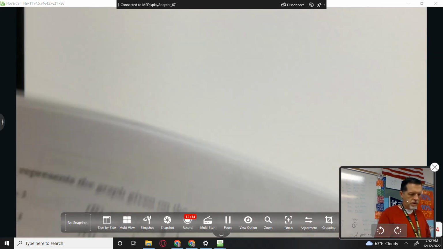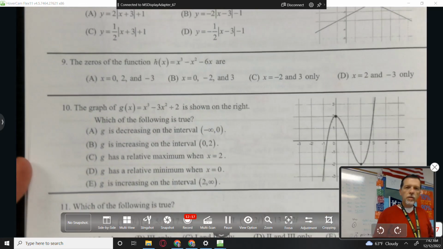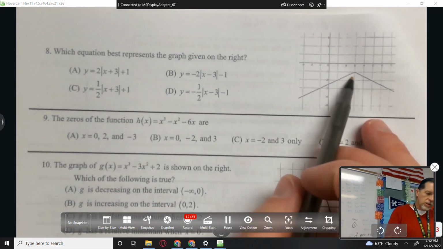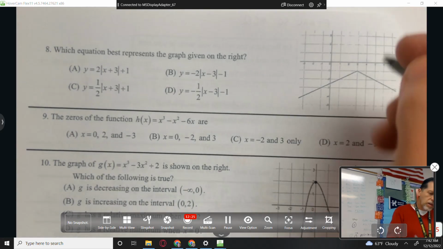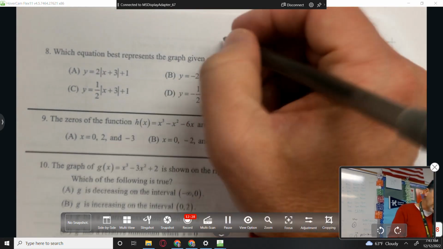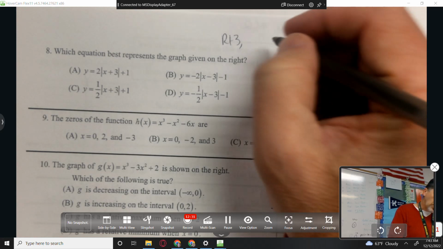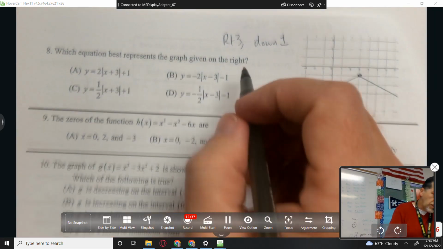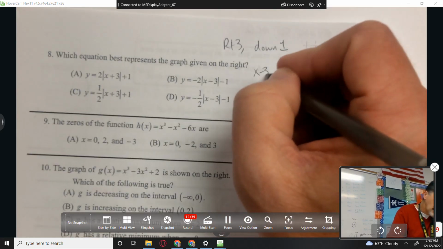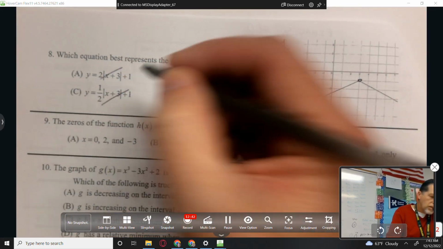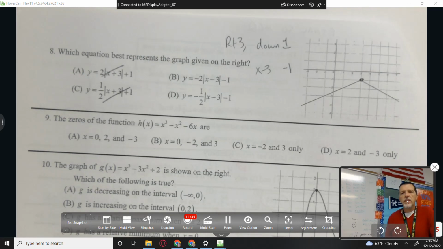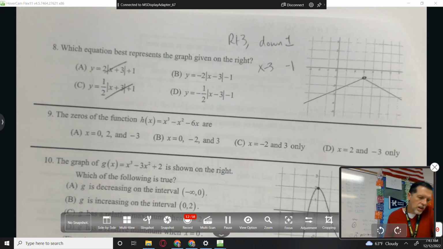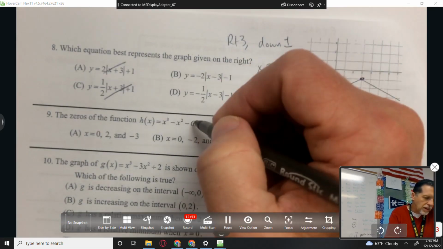Number 8. Which equation best represents the graph given on the right? Okay, so it looks like absolute value. They all got absolute value. The vertex is right 3, down 1. So that should be x minus 3 and then minus 1. So those x plus 3's are out, because right 3 would be x minus 3. Down 1, minus 1. So we're down to B and D.